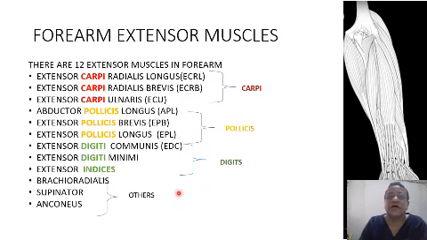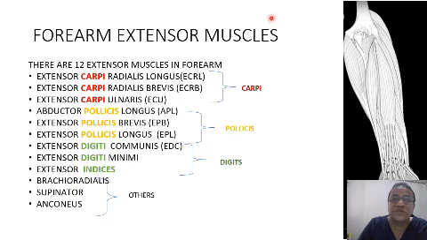The other group is considered the supportive muscles. They are brachioradialis, supinator, and anconeus. Though the brachioradialis is located in the extensor compartment, it flexes the forearm at the elbow. The supinator does the supination of the forearm, and anconeus assists the elbow in extension and stabilizes the joint.